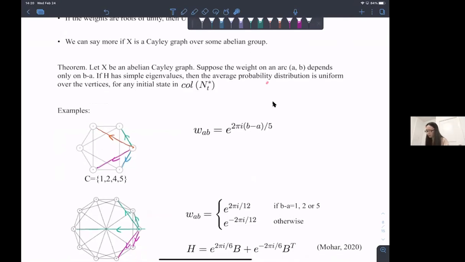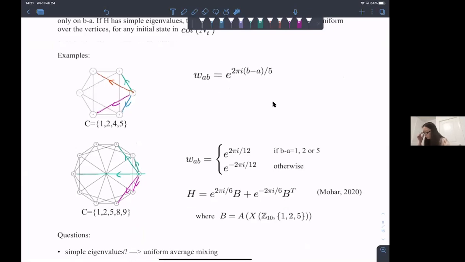For example, this is a circulant graph on 6 vertices, and it has connection set 1, 2, 4, and 5. Okay, so we can assign 4 different fifth roots of unity to the arcs. So this is the arc induced by 1, and we are going to assign the first fifth root of unity. And for this arc induced by 2, we assign something different, and similarly for these 2. Then you can check that the probability distribution is indeed uniform, no matter which vertex you start with.